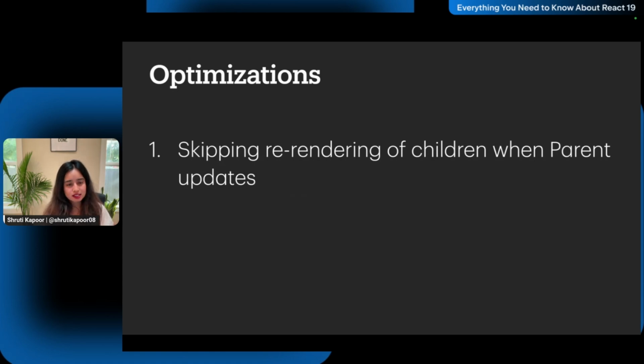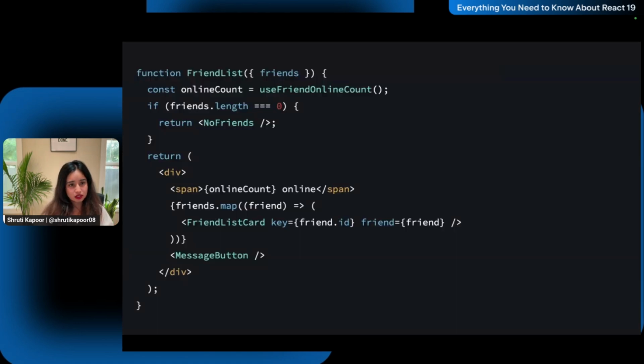The number one thing is it helps in skipping re-rendering of children when parent updates. And this is really cool because currently you'll see that anytime React re-renders a component, all of its children will re-update or re-render unless you have manually memoized code with useMemo or useCallback. So for example, in this friends list component, you'll see that anytime friends changes, which is the top parameter that's being passed to friends list, the component in the bottom, which is message button, would also re-render, even though it is not dependent on friends.